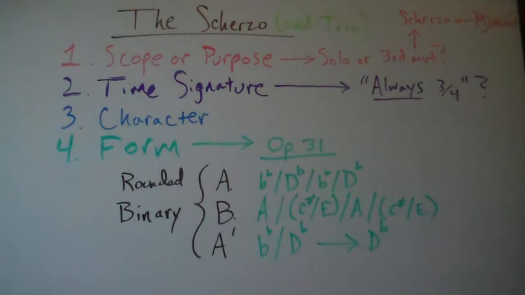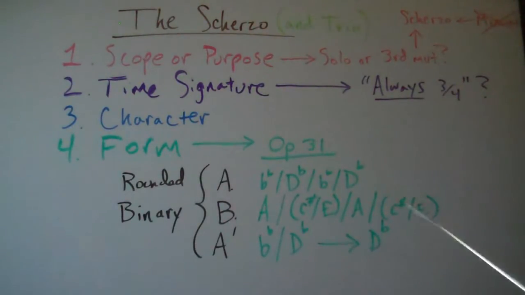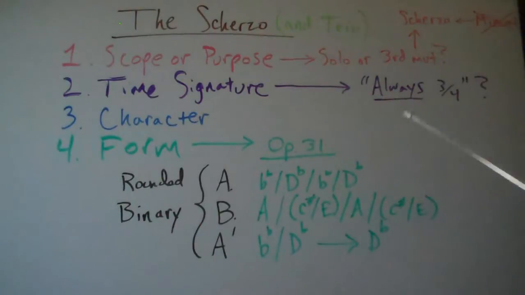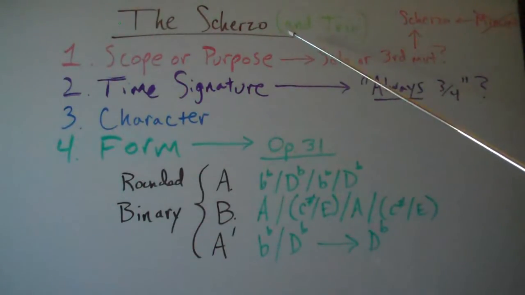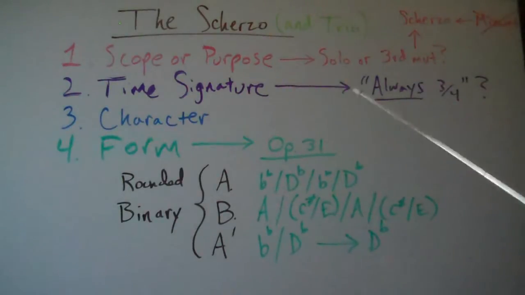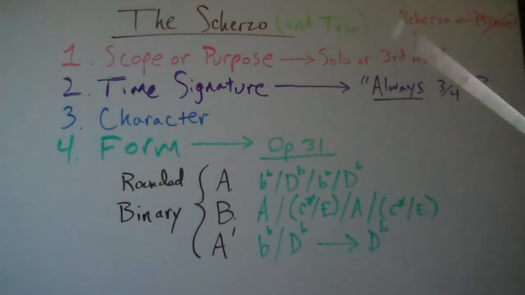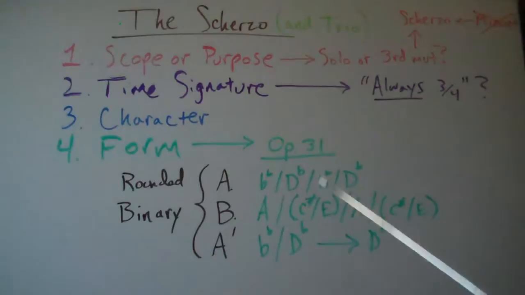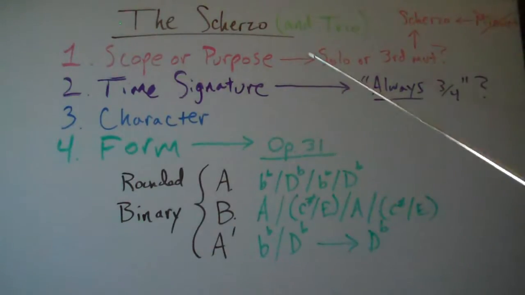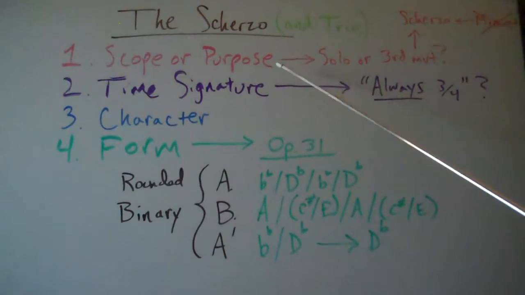So my whiteboard is a bit messy here. I tried to color code all the main points so that it's easier to follow along, but I'll explain in detail what all these things mean, as well as why I put in parentheses the Scherzo and trio. That's an interesting point that we'll discuss toward the end of this video. First of all, the scope or the purpose that it serves.